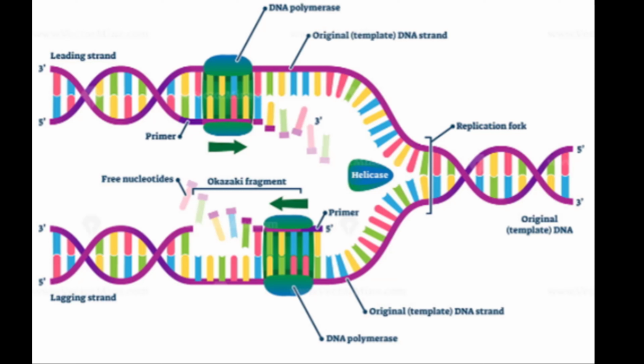But the lagging strand cannot be made in this continuous way because it runs in the opposite direction. So DNA polymerase can only make this strand in a series of small chunks called Okazaki fragments. Each fragment starts with an RNA primer. Then DNA polymerase adds a short row of DNA bases in the 5' to 3' direction. The process is then repeated and more Okazaki fragments are made.